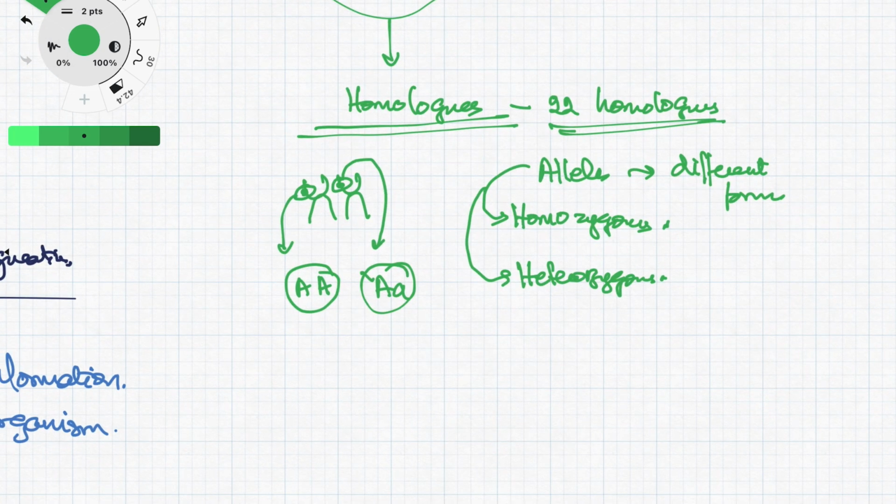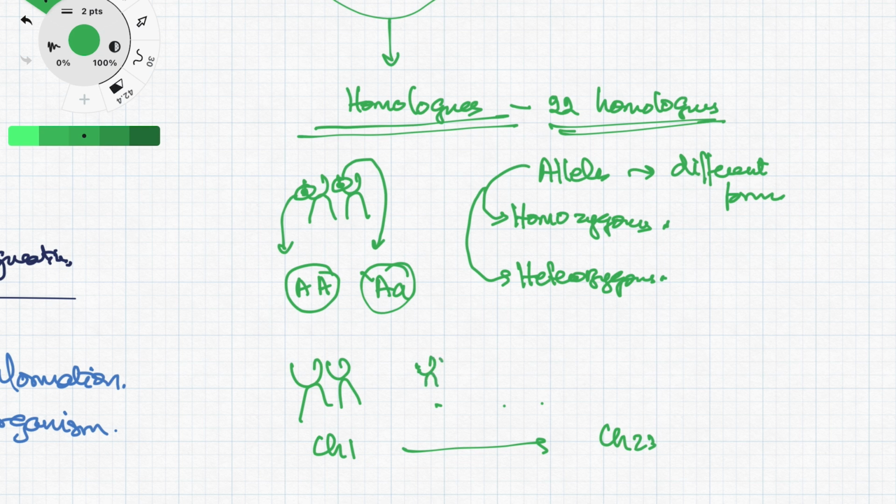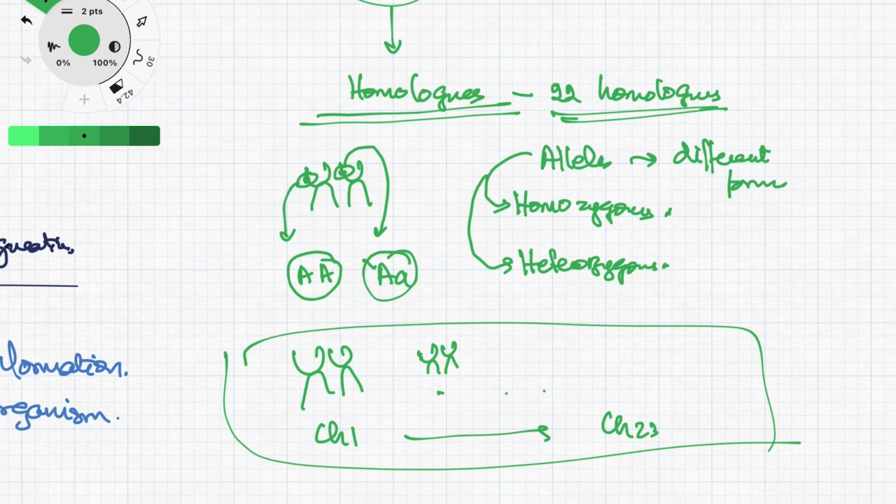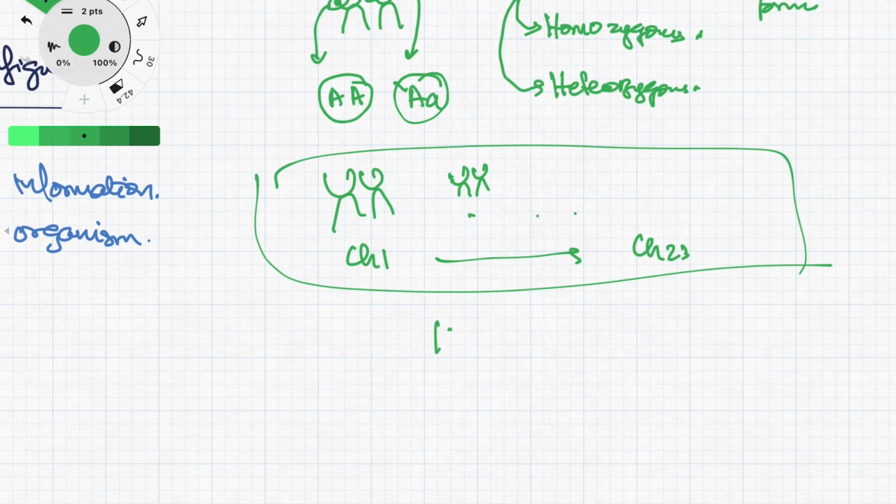Now if I order all the homologs from chromosome 1 all the way to chromosome 23, all the similar ones together, this is what we call a karyotype, and this process is what we call karyotyping.